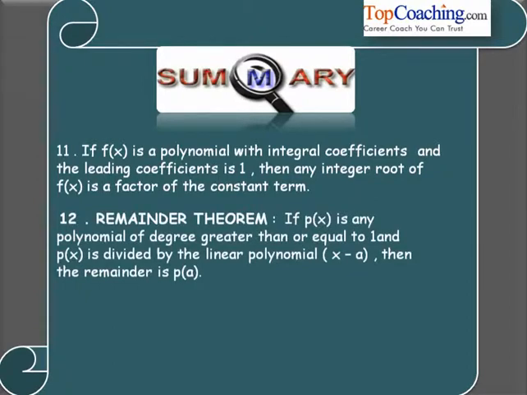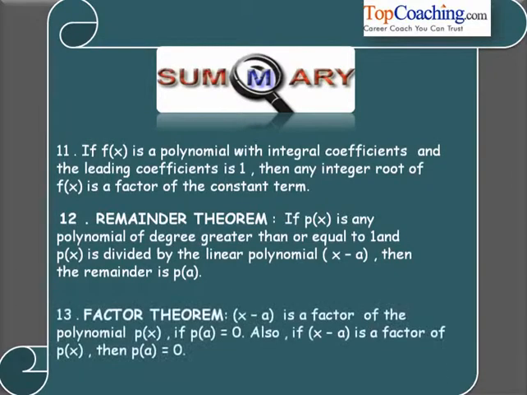The next is the remainder theorem. It says that if p(x) is any polynomial of degree greater than or equal to 1, and if p(x) is divided by the linear polynomial x - a, then the remainder would be given by p(a), that is the value of the polynomial at x = a. So the remainder theorem helps us to find the remainder when any polynomial is divided by a linear polynomial x - a.